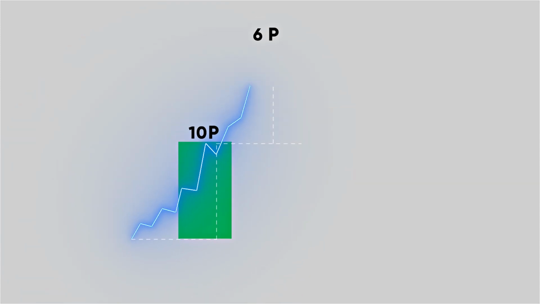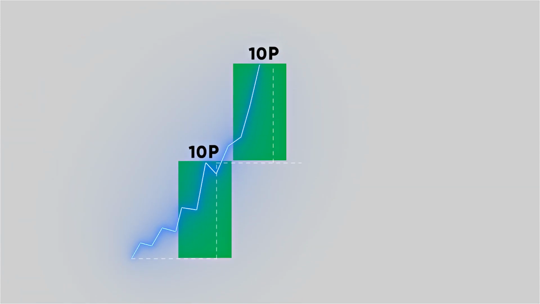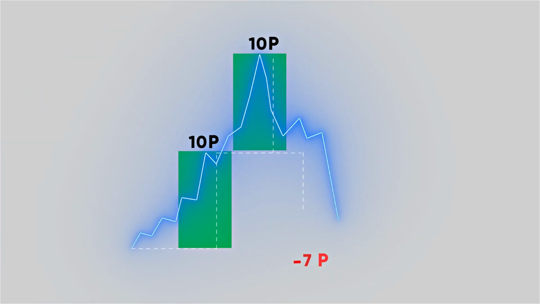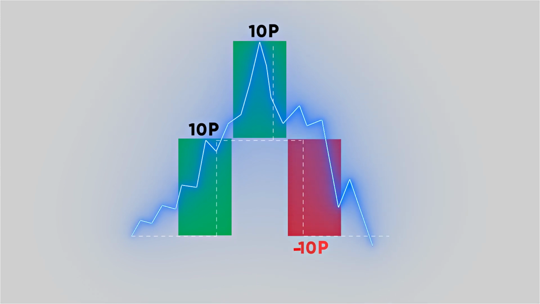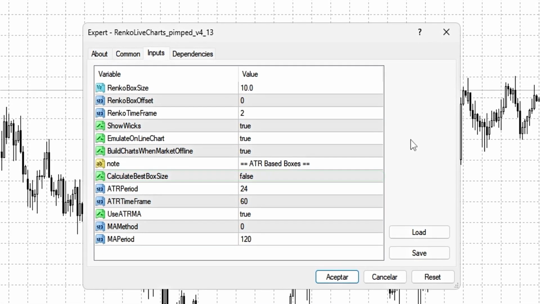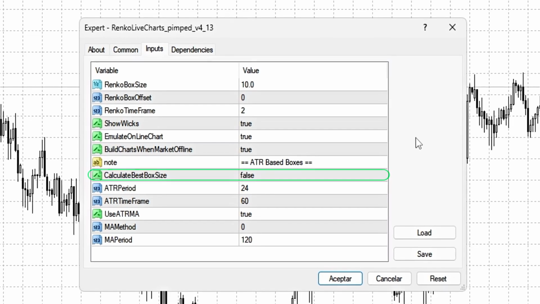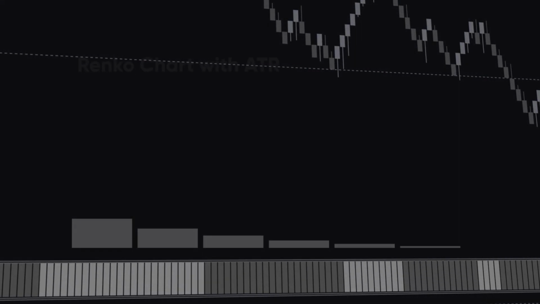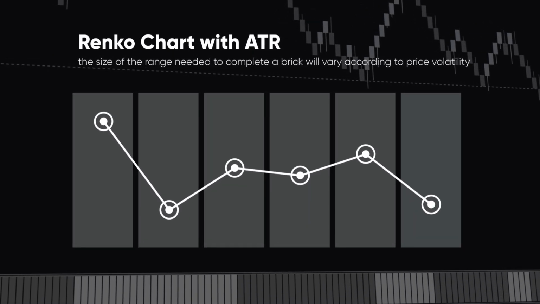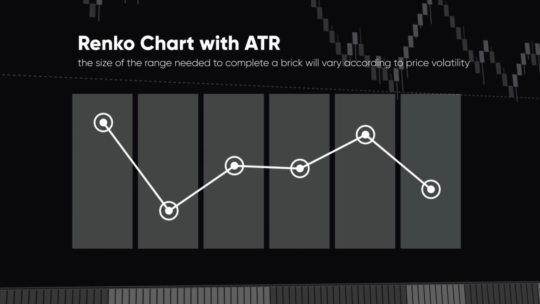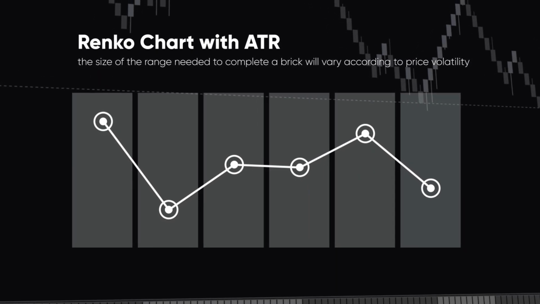If the price moves up 10 pips, a new bullish box is drawn. If it goes down 10 pips, a new bearish box is drawn. The second way to calculate the Renko chart is to use the average true range. This means that the size of the range needed to complete a brick will vary according to the volatility of the price, that is useful in some systems.